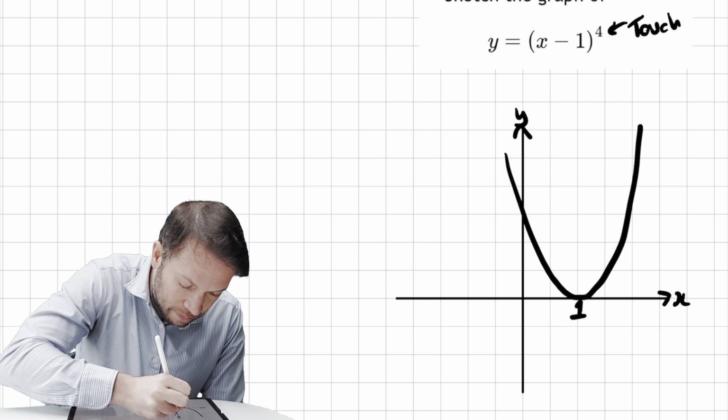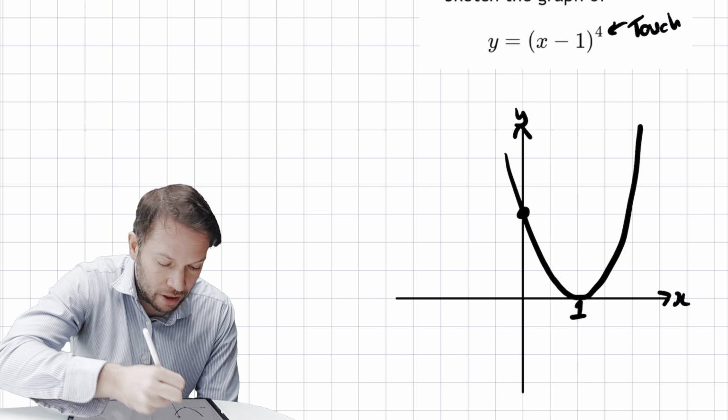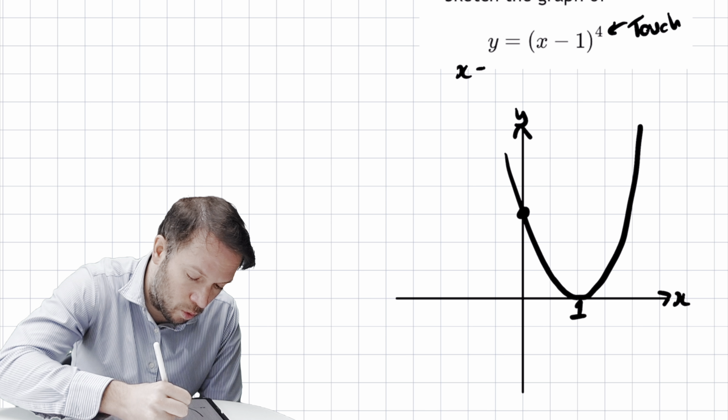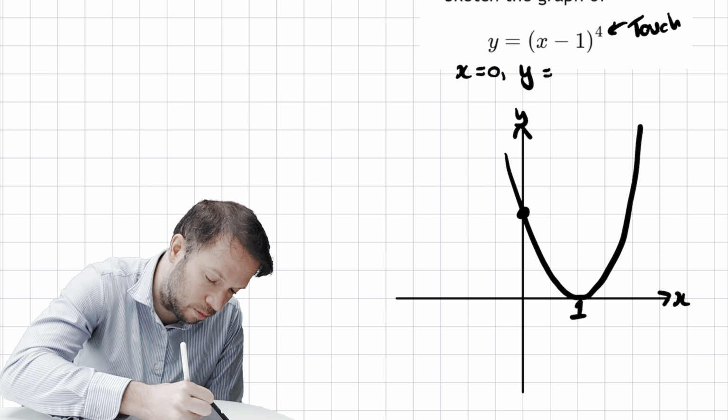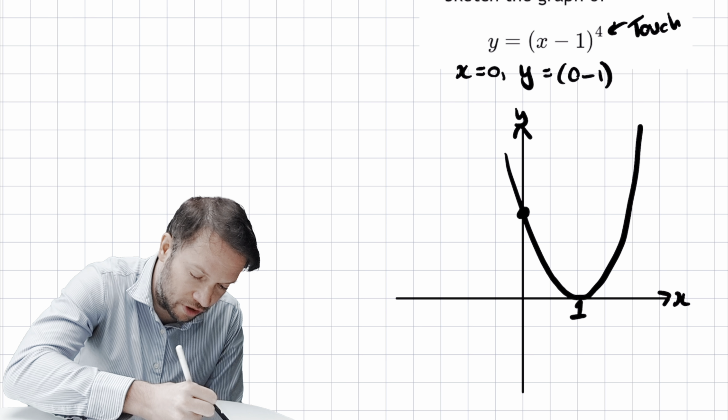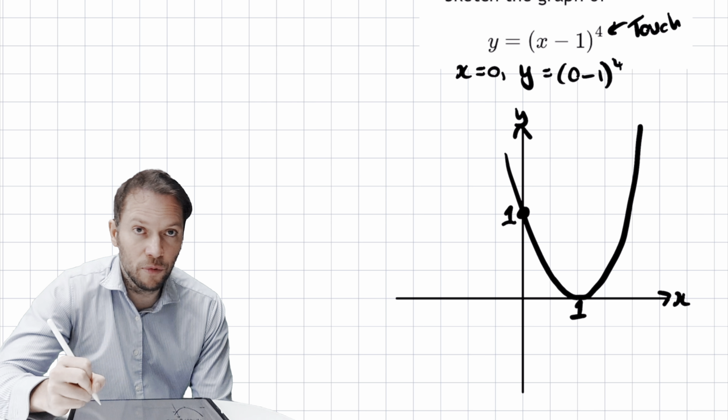We need the y-intercept. When x is 0, y would be 0 minus 1 to the power of 4, which is just going to be 1. And that will be your graph.